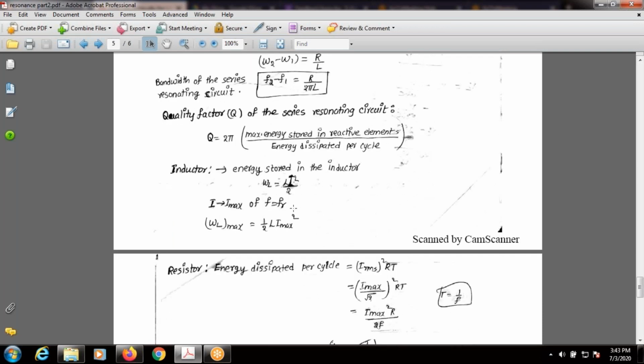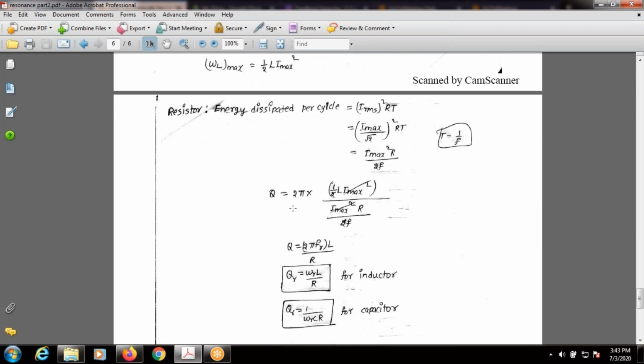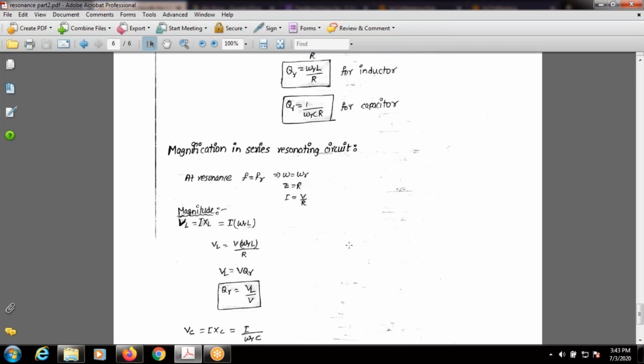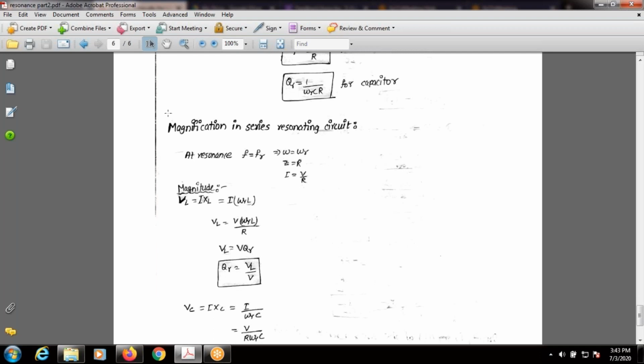We already discussed this previously also. Again here, the quality factor for an inductor is omega L by R. Omega means 2 pi F, where F is the resonant frequency. Similarly, the quality factor for a capacitor is 1 by omega R into C R. Okay. Then coming to another important concept, magnification in a series resonating circuit.